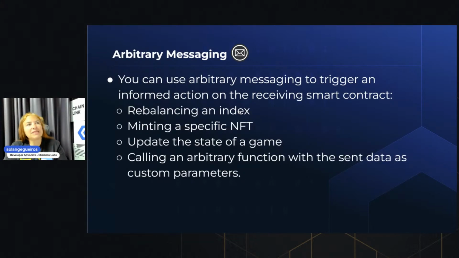And here we have some examples of how you can use arbitrary messaging, like to trigger something in the receiving smart contract. Imagine that you can rebalance an index, or mint a specific NFT, or update the state of a game, or call an arbitrary function with the data you send as custom parameters. We are doing that today. The last option is what we are doing today, because we are calling the mint function in an NFT collection in the destination blockchain.